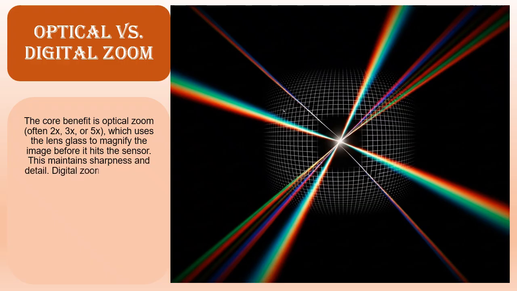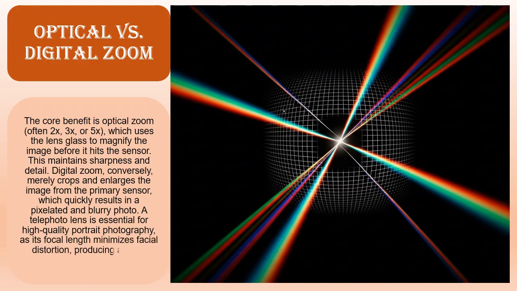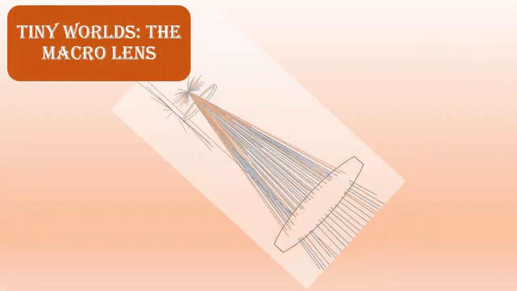to magnify the image before it hits the sensor. This maintains sharpness and detail. Digital zoom, conversely, merely crops and enlarges the image from the primary sensor, which quickly results in a pixelated and blurry photo. A telephoto lens is essential for high-quality portrait photography, as its focal length minimizes facial distortion, producing a more flattering perspective. Tiny worlds, the macro lens.